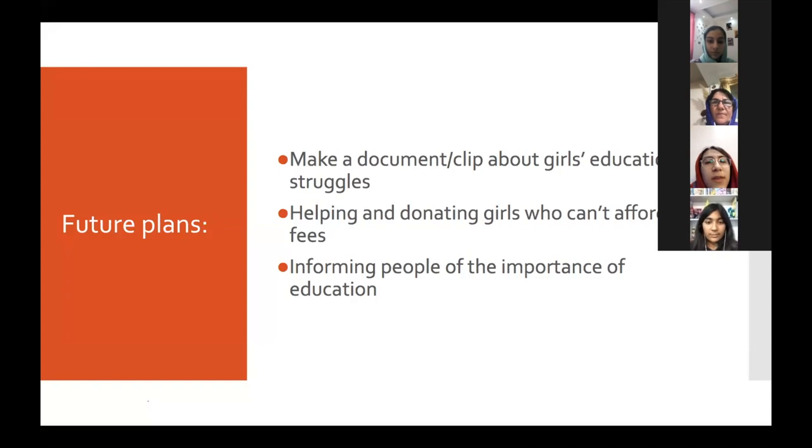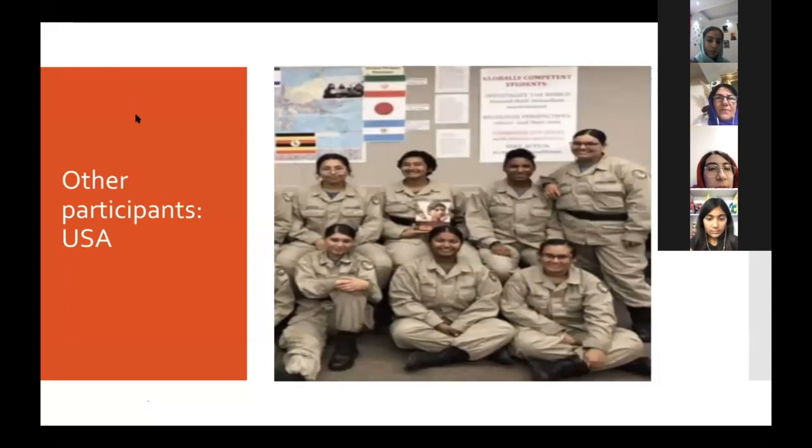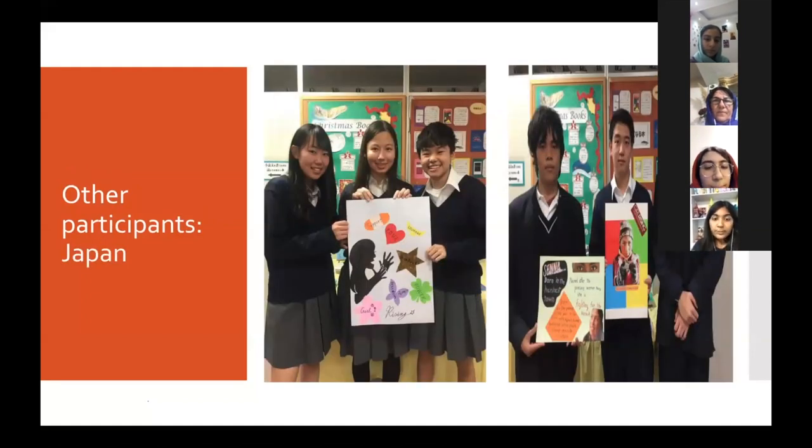Our future plans for Girl Rising are to make a documentary about girls' education and their struggles in Iran and all over the world. We also want to donate to some girls who cannot afford the school fees. The most important one is informing people of the rights and the importance of education. Why should they have an education? That's the most important thing to do. There are also other participants in this project, such as the USA, Japan and Palestine.